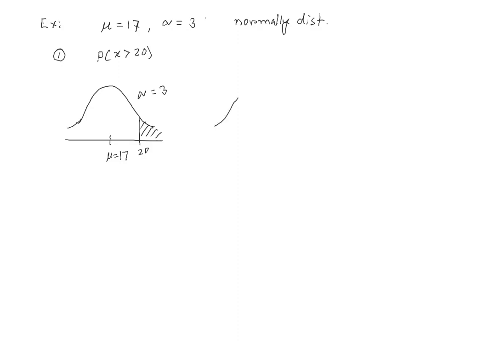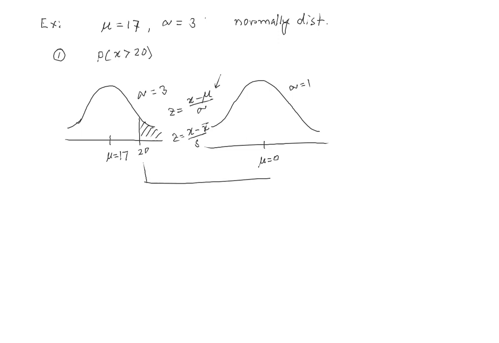So you have to convert it into the standard normal distribution that has a mean of 0 and sigma of 1. We go back and forth by using z is equal to x minus mu over sigma, or z is equal to x minus x bar over s, depending on what scenario we are dealing with. Here we are going to deal with this. Corresponding to this 20, there will be a point right here. Let's say z is equal to something, all right?